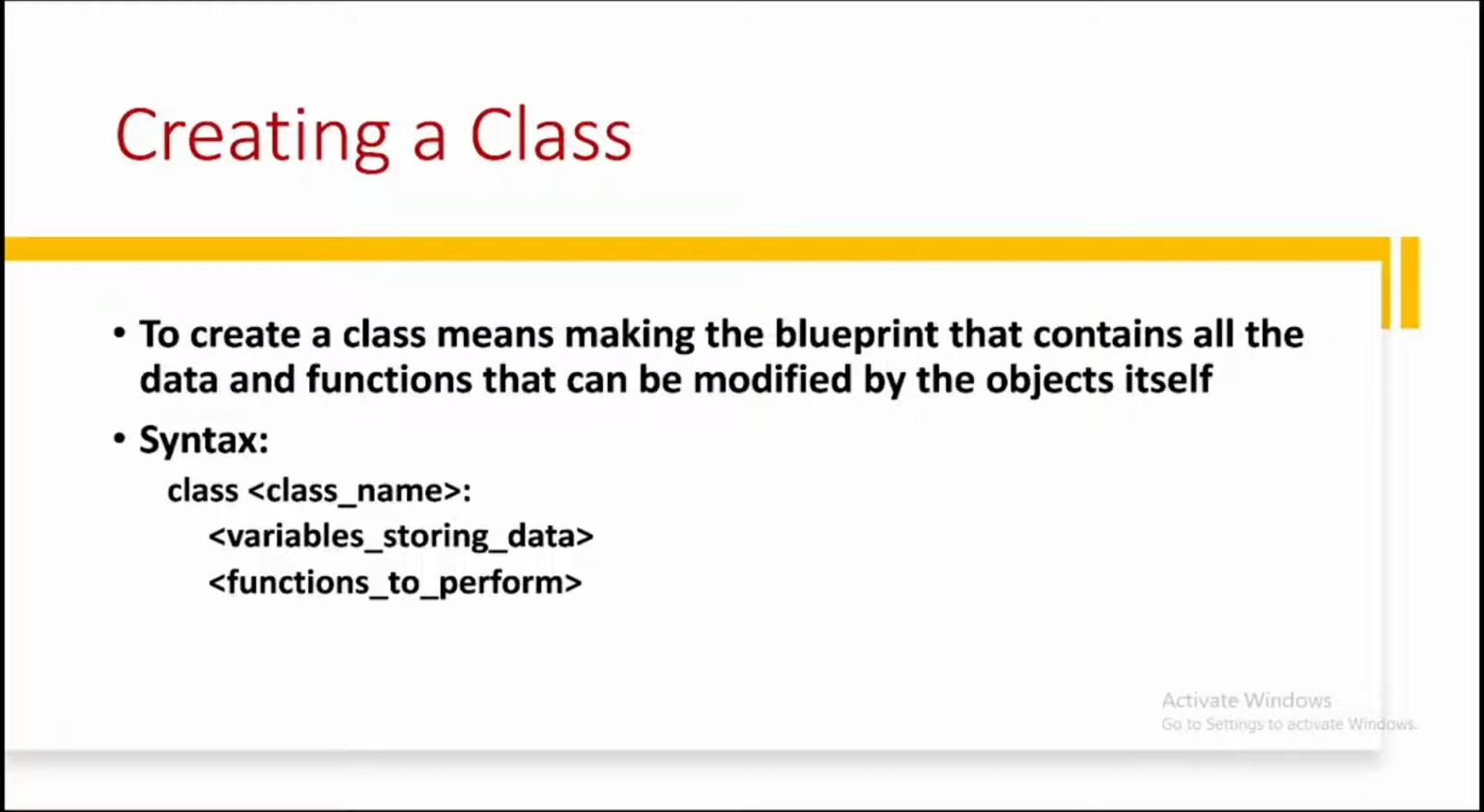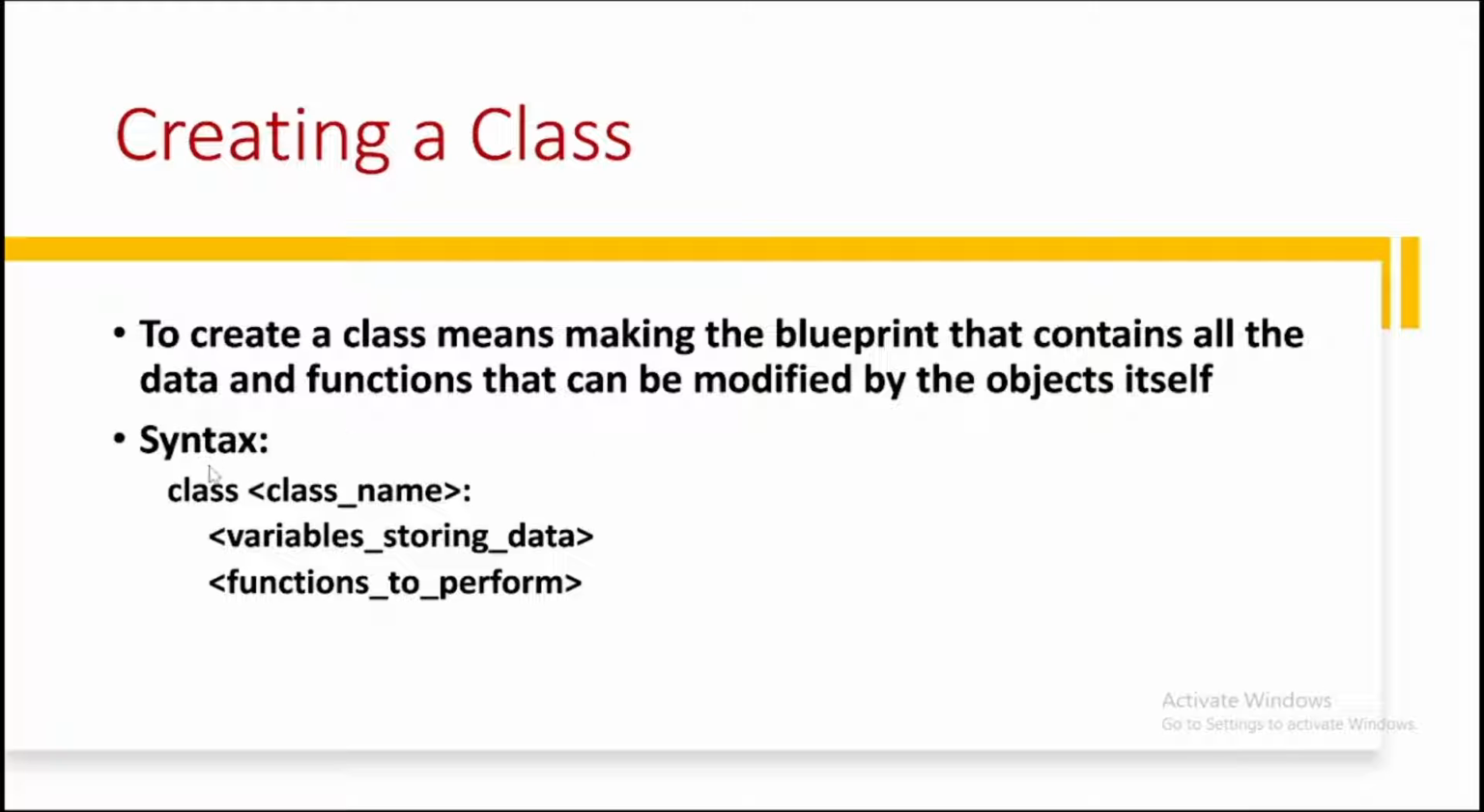Let us learn how to create a class. It means that you make the blueprint that contains all the data and the functions. So if you have a class called list, it will have the data, that is all the objects or elements that we had, and then we had different functions such as sort, get. All those functions will be defined in this class.